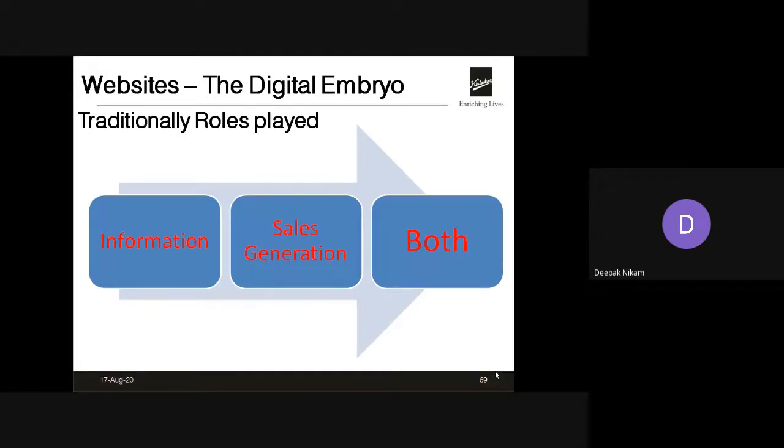But to begin with, a very standard question that comes to a lot of us when we start putting together information for a website is, what are the traditional roles that you expect the website to play? First and foremost is the information part of it, and second is the sales generation part of it. These are two things, and finally it is a combination of both also. So when you are developing a website, you have a specific focus in mind on the things that you want to put together on your site.